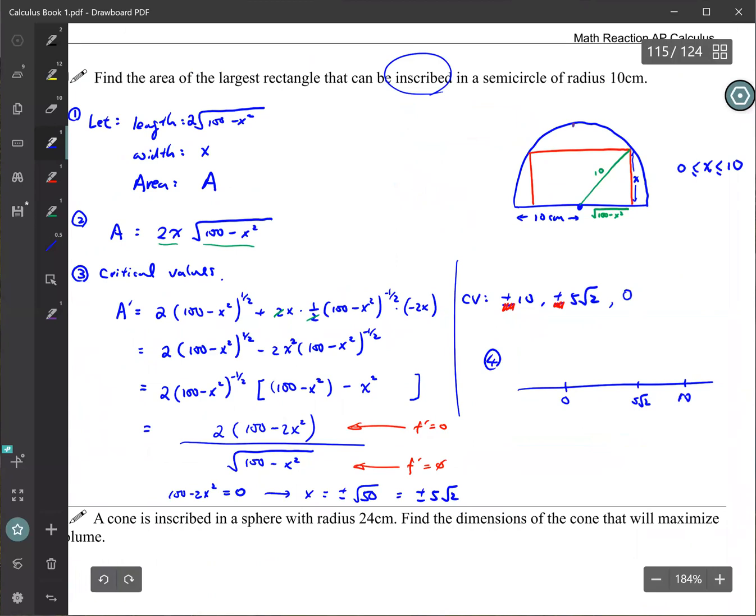We don't need to test the denominator. Why is that? How come we don't need to test the denominator? Carrie?